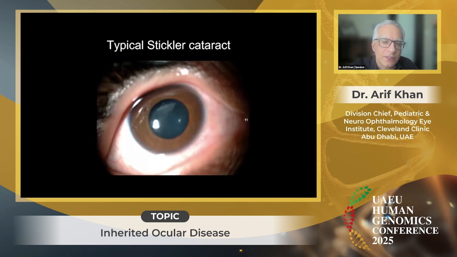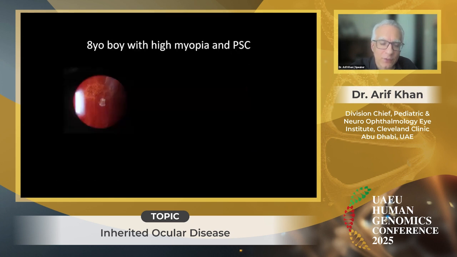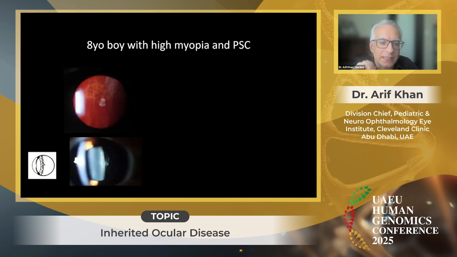Cataract in Stickler syndrome is typically a segmental cataract, lens opacity, but different things can occur. They can get posterior subcapsular cataract also, as the girl I just showed you. Here's an 8-year-old boy who comes in with high myopia and posterior subcapsular cataract. He's just referred for cataract and high myopia. No other diagnosis has been made. And he's got that classic vitreous finding when we examine him at the slit lamp.